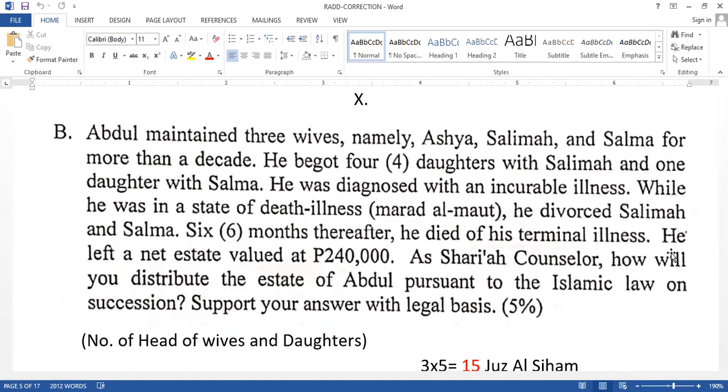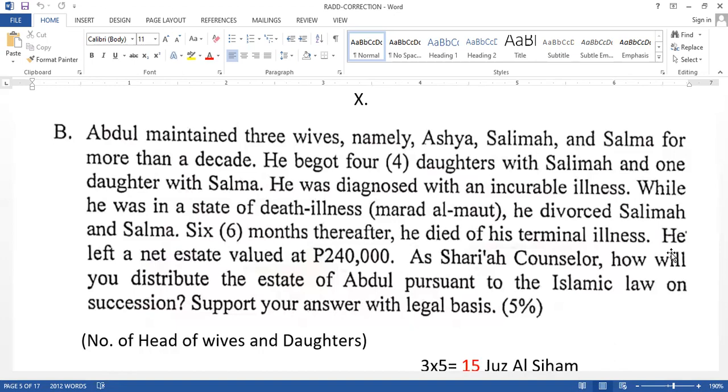Ngayon, ang sabi dito is, dinivorce niya yung kanyang mga asawa, yung si Salima at saka si Salma lang pala, no? Dinivorce yung dalawang asawa niya during the time of his maradul maut. Okay? Now, if we will go to the policy on the divorce, okay, under the personal law of the Philippines, hindi siya ma-counted as valid divorce pag saka mag-divorce ka is nasa state of death, illness ka, or maradul maut, no? Meaning, yung pag-divorce niya kay Salima and Salma is void, no?